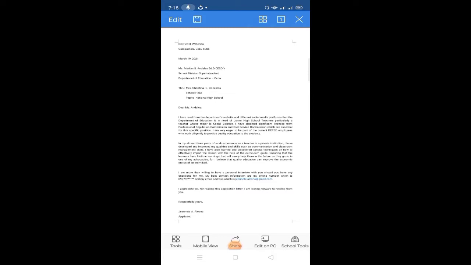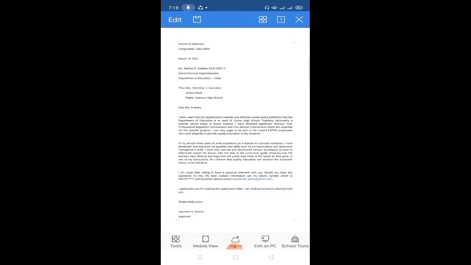This is an overview of my letter of intent, and please bear with me because I'm only using my phone in recording the screen. Later on, as we go through the parts of this letter, I'm going to switch this into landscape mode so that everything will be clearer.